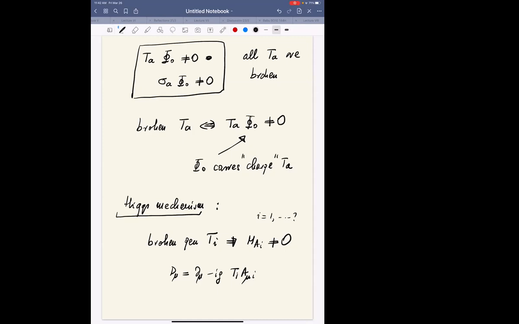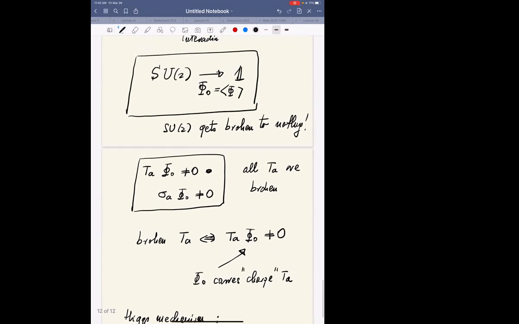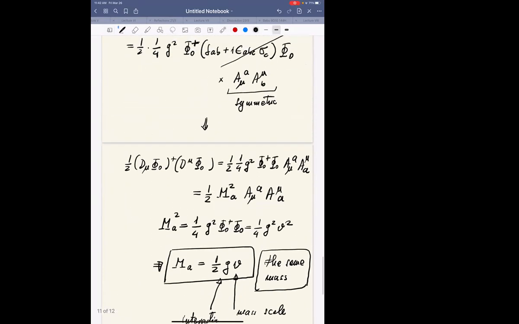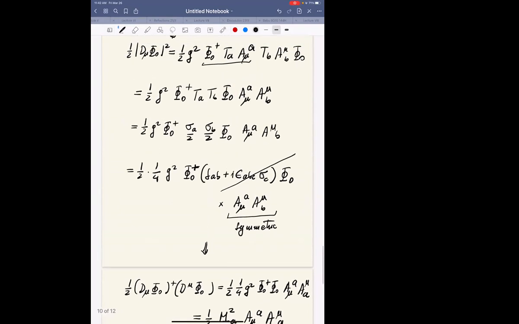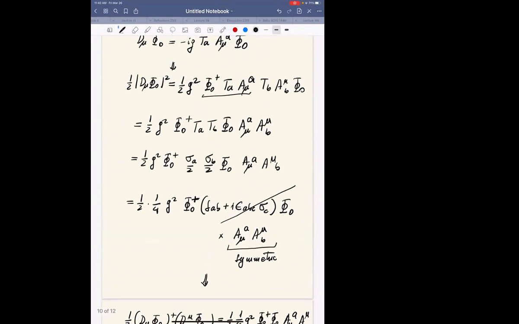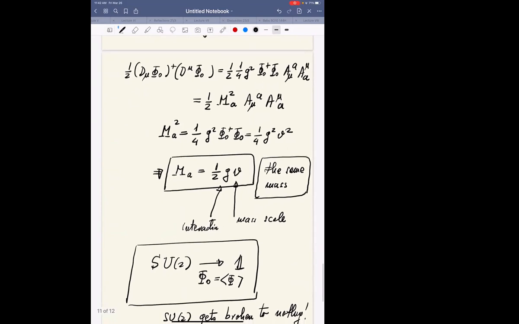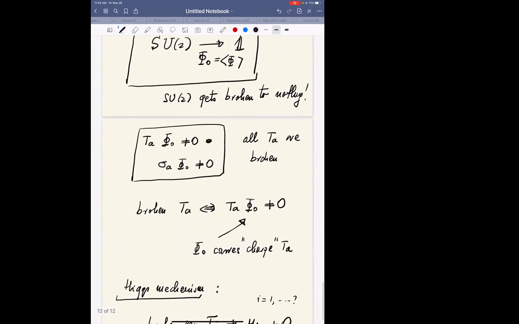I'm not going to prove the theorem. I will show it to you in the examples. But you can see from the example that we are actually proving it trivially, because when the generator acting on phi 0 is non-zero, then of course there will be a non-zero term associated with the gauge field, and that will be the mass term because it's quadratic. You can see from the way we are writing that we are actually proving this generic theorem.